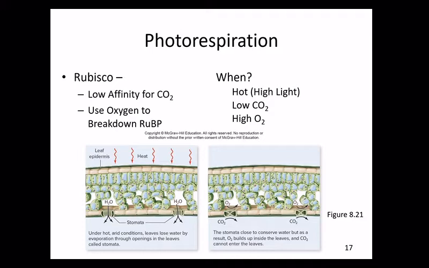Okay, so we've talked about the light reactions, the use of the light energy to energize the electrons, passing them through an electron transport chain to both reduce NADP to NADPH and to create the proton gradient needed for ATP synthesis. That was the light reactions using the two photosystems.